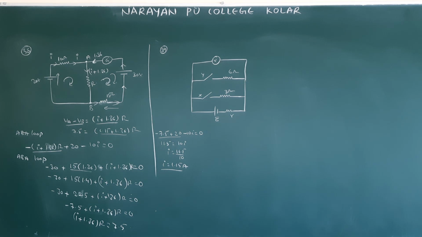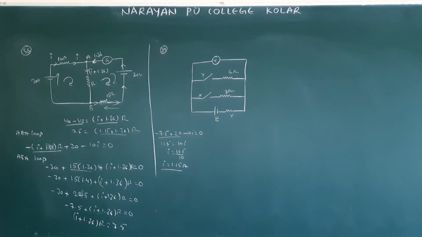In the circuit shown, when the switch X is closed and Y is open, the ideal voltmeter shows a reading of 24 volts. When X is open and Y is closed, the reading of the voltmeter is 30 volts. When X and Y both are closed, the reading will be what? Isn't it? How to solve this one?